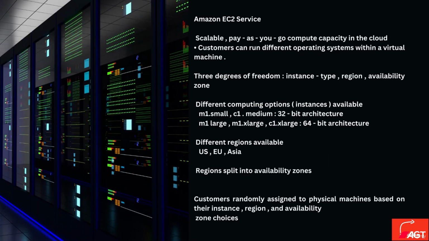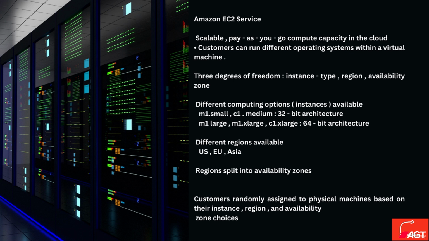Elastic Compute Cloud, or Amazon EC2, is a cloud computing service that offers scalable, pay-as-you-go computational power. Clients can use virtual machines to run various operating systems. Customers have 3 degrees of freedom with Amazon EC2: instance type, region, and availability zone.